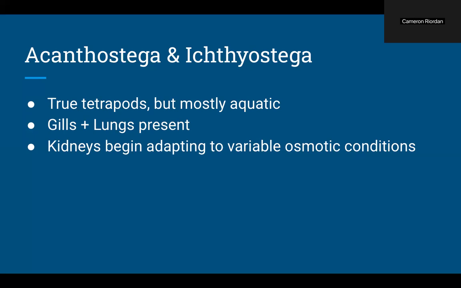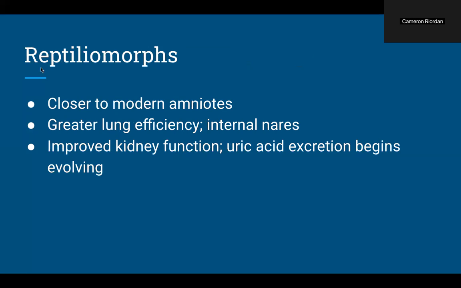And then following that, we have the reptiliomorphs. So these were more land adapted than amphibians. They had better lungs, which were better suited for drier environments. And they also were able to develop much more efficient kidneys, which were able to help them conserve water. And these traits were early steps to becoming fully separated from aquatic environments.